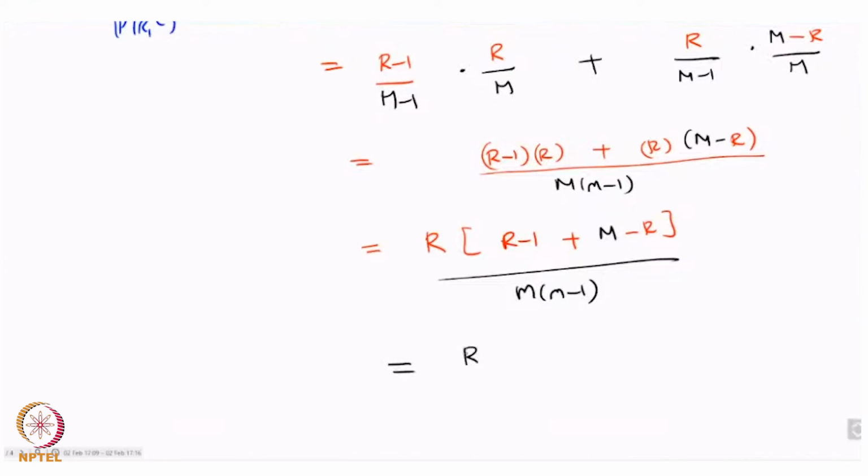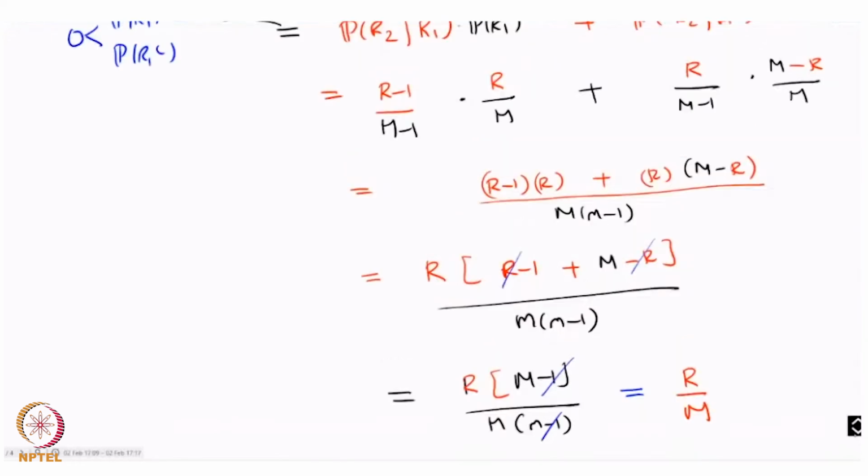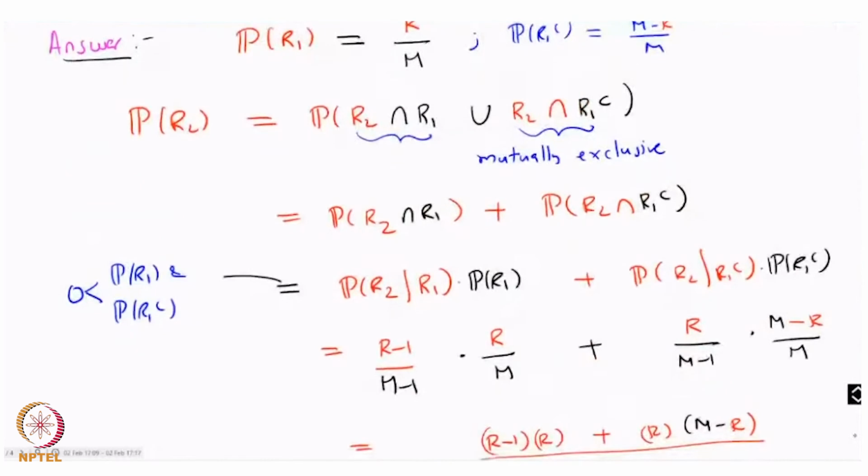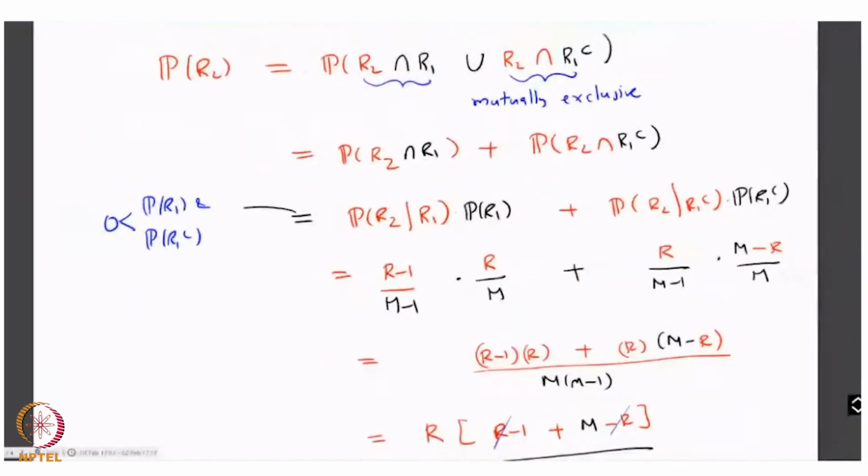So I need to keep my convention correctly. The top is r. And then inside I have m minus r plus r minus 1. The r cancels off, and I get m minus 1. The whole thing is divided by m into m minus 1. The m minus 1 cancels. So I'm again left with r by m. So kind of nice, right? So I've shown you that probability of R2 is also equal to r by m.